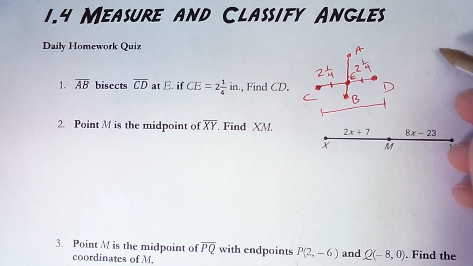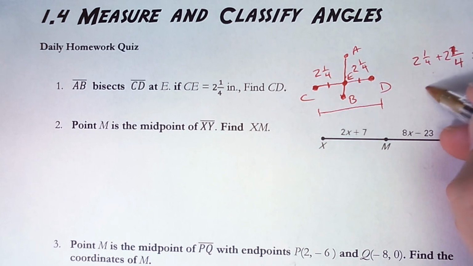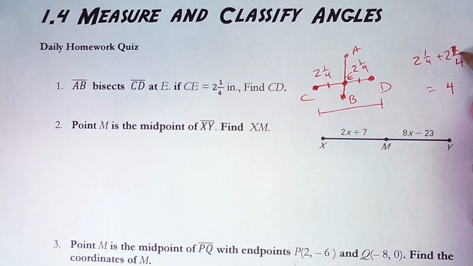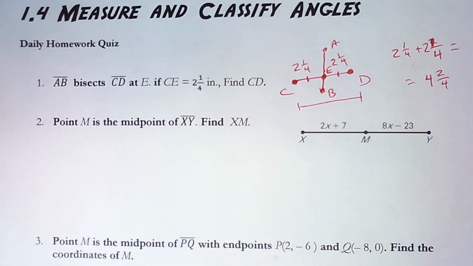Okay? So if I add those together, 2 1/4 plus 2 1/4, 2 plus 2 is going to give me 4. 1/4 plus 1/4 is 2/4. So I get 4 1/2. And that's 4 1/2 inches.